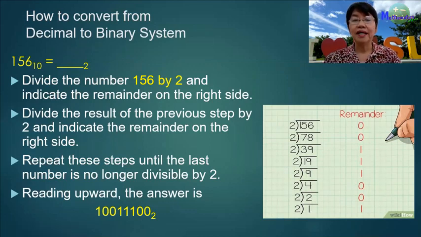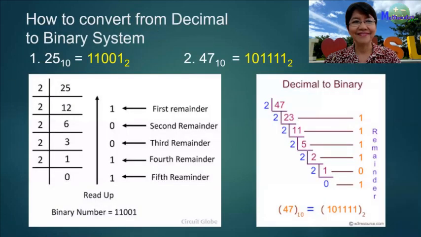So repeat these steps until the number is no longer divisible by 2, and reading upward, the answer is 10011100 base 2. That is your binary number from 156 base 10. Okay, here are two more examples. 25 base 10 to binary.